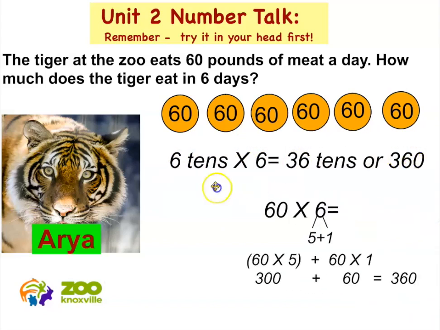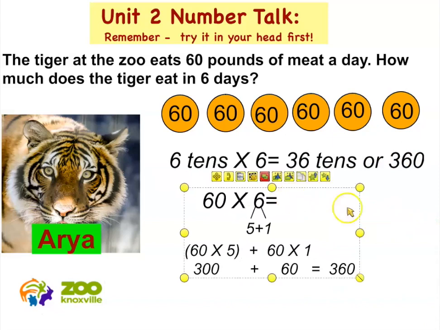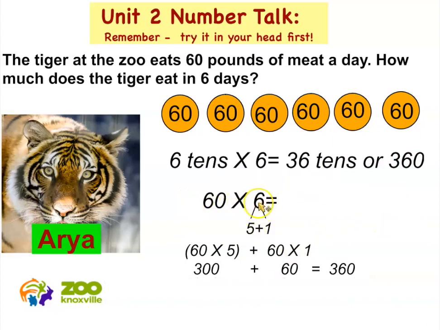Or perhaps you're fancy like my Tier 1 students, and they love to use the distributive property. So if they saw this, they would probably say 60 times 6. I'm going to break the factor of the 6 into 5 and 1. And then I'm going to say 60 times 5 is 300, and 60 times 1 is 60. So then 300 plus 60 equals 360. Oh, forgot my second set of parentheses there. Whoops.